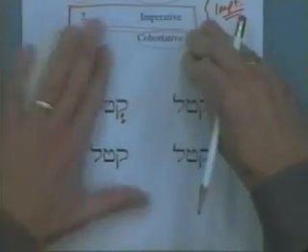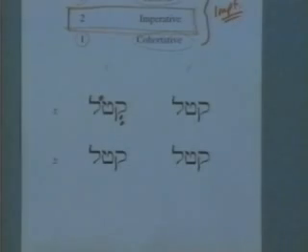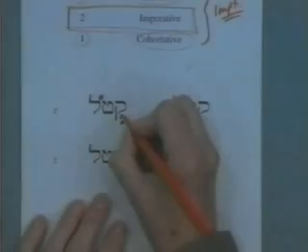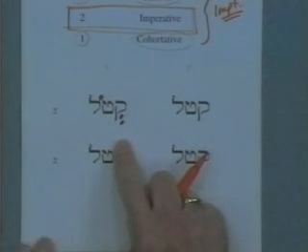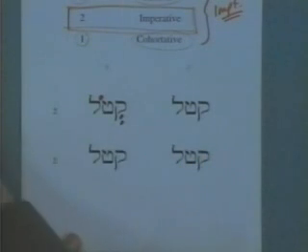All right, I'm just going to remove it. And what do we have? Ktol. All right, do you see that this schwa now becomes a vocal schwa at the beginning of the word, and there is your basic form of the imperative, ktol. Got it? This isn't that hard.